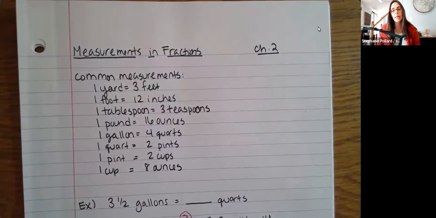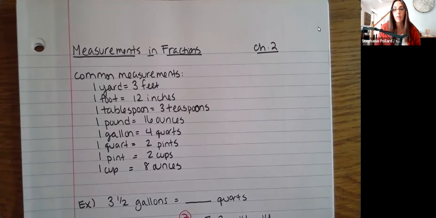So the first one is that 1 yard is the same thing as 3 feet. The second, 1 foot is 12 inches. The third, 1 tablespoon is the same as 3 teaspoons. 1 pound is 16 ounces. 1 gallon is 4 quarts. 1 quart is 2 pints. 1 pint is 2 cups. And finally, 1 cup would be the same as 8 ounces.